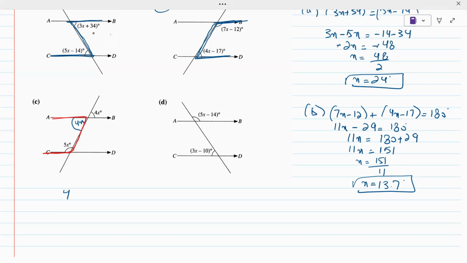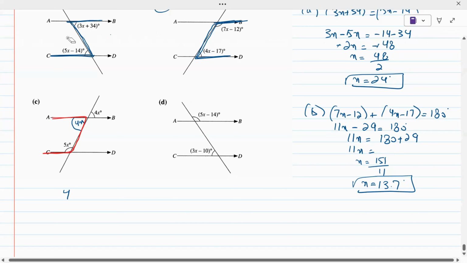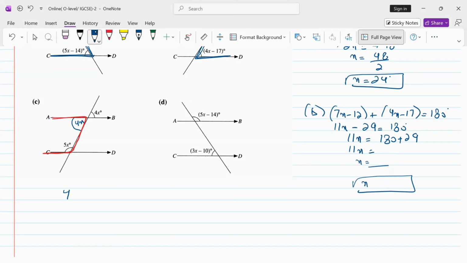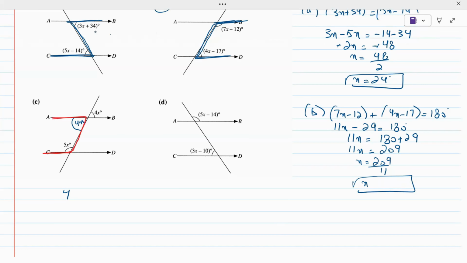So 180 plus 29. Guys, 180 plus 29. That would be 209, and 209 divided by 11. That's 19 degrees. I had a feeling I had made some mistake. Okay, thanks for correcting. Part C.